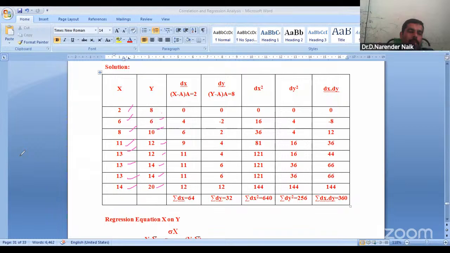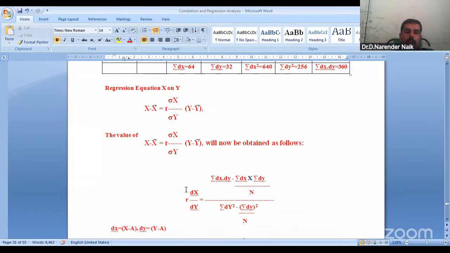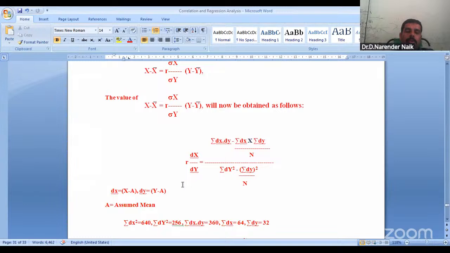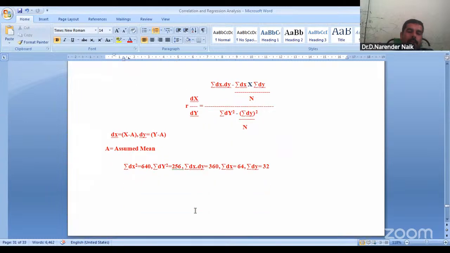So after getting all these values, we go for the regression equation x on y. That is, x minus x bar is equal to r into standard deviation x by standard deviation y into y minus y bar. The value of x minus x bar is equal to r into standard deviation x by standard deviation y into y minus y bar, which will now be obtained as follows. In this way we are going to get the values. So the assumed mean values are: sigma dx square is equal to 640, sigma dy square is equal to 256, sigma dx dy is equal to 360, sigma dx is equal to 64, sigma dy is equal to 32.